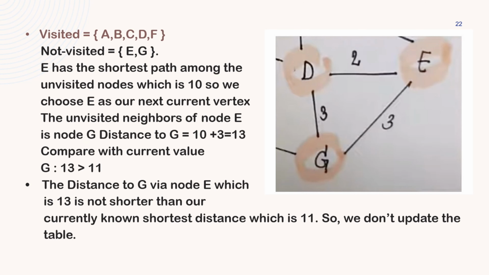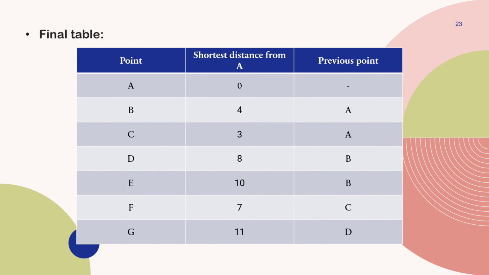Visited is A, B, C, D, F and not visited is E, G. E has the shortest path among the unvisited nodes, which is 10, so we choose E as our next current vertex. The unvisited neighbor of node E is node G. The distance to G is 13. Compare with current value. The distance to G via node E, which is 13, is not shorter than our currently known shortest distance, which is 11. So we won't update the table. This is our final table.